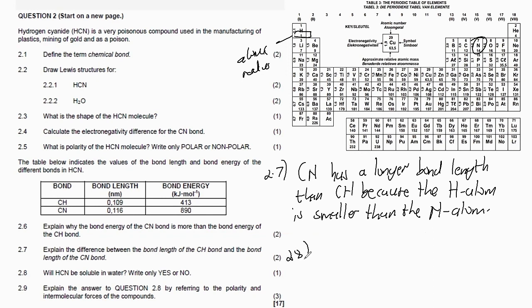Now 2.8, they say, will HCN be soluble in water? Write only yes or no. So our solution here is supposed to be yes. And then 2.9, explain the answer to question 2.8 by referring to the polarity and intermolecular forces of the compounds.